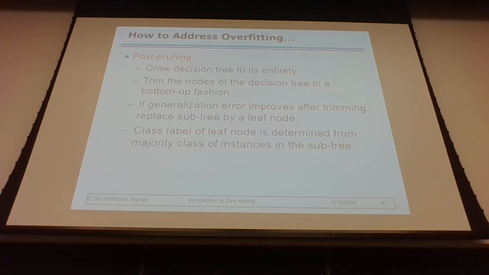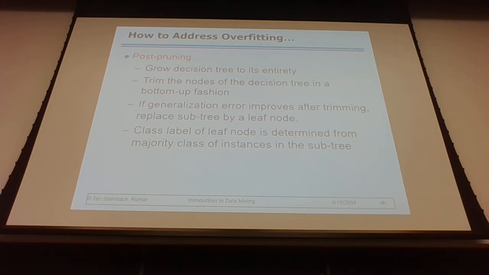Now note that pre-pruning works with impurity measures, while post-pruning works with the generalization error. So these are two metrics. Whenever you do pre-pruning, you look at the impurity measure, and whenever you do post-pruning, you look at the generalization error. So two totally different metrics, these two look at.